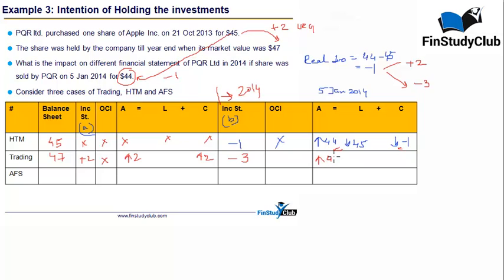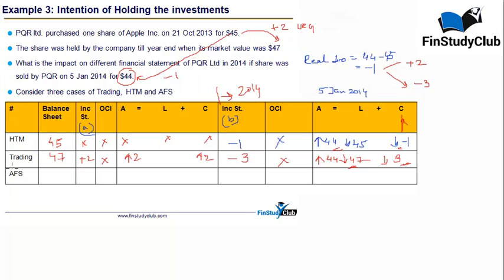Asset going up by 44, investments going down by 47, and P&L goes down by 3, which is part of capital. So that's how your equation also gets tallied. Important point to be noted that nothing goes into the OCI.